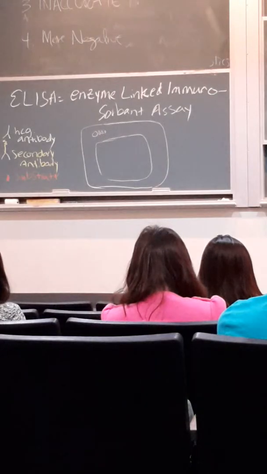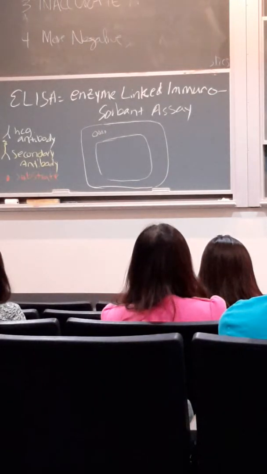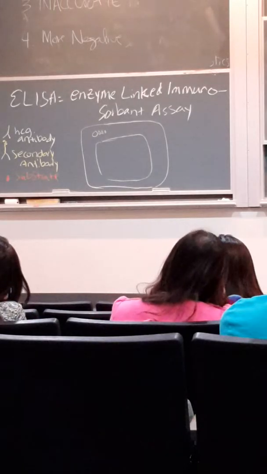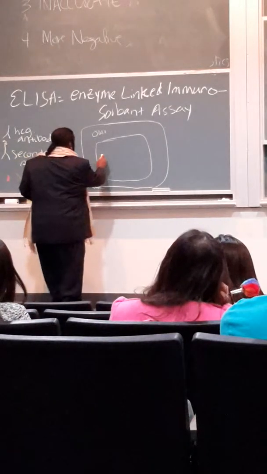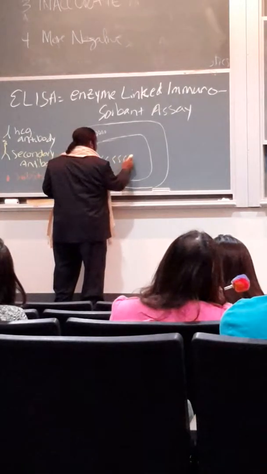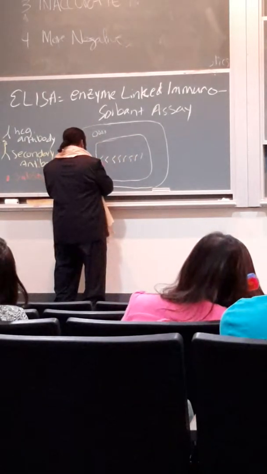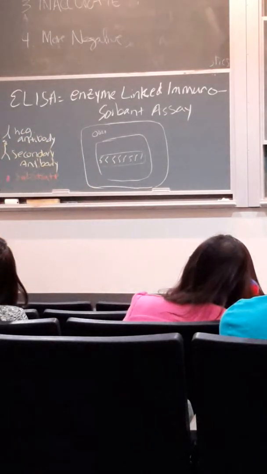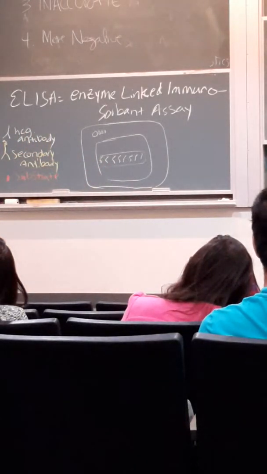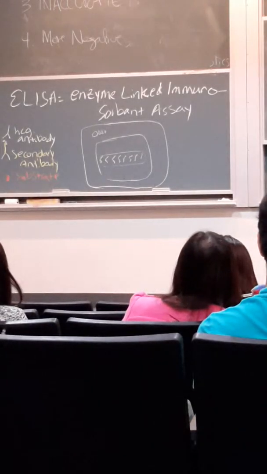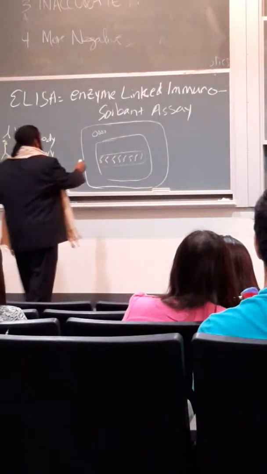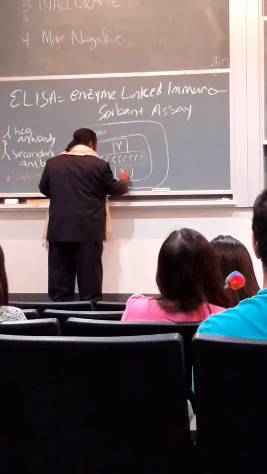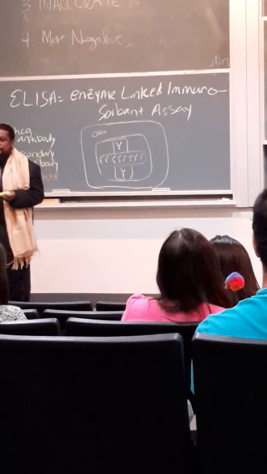On the horizontal strip is just the enzyme. That's going to be your negative control. I'll tell you why in a second. On the vertical strip, it's the HCG antibody.